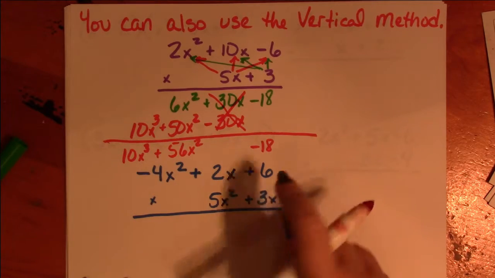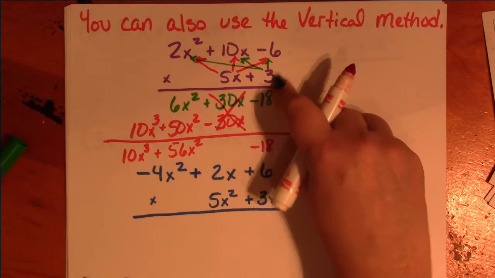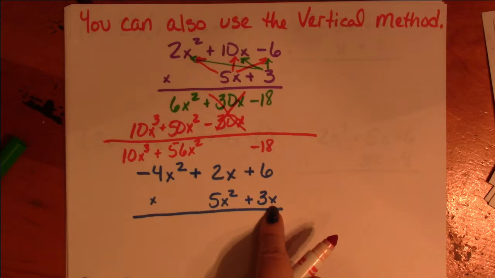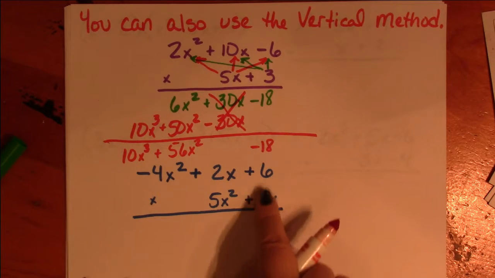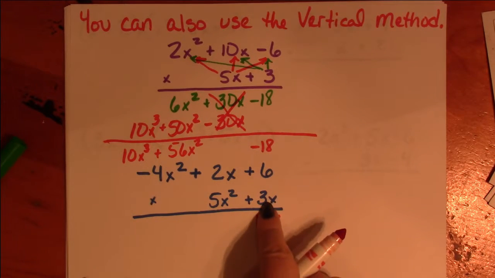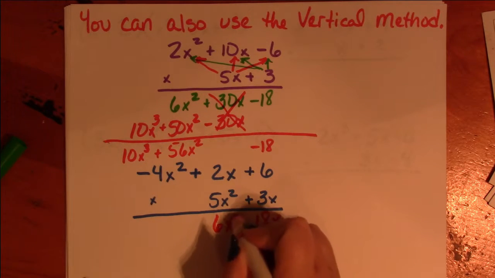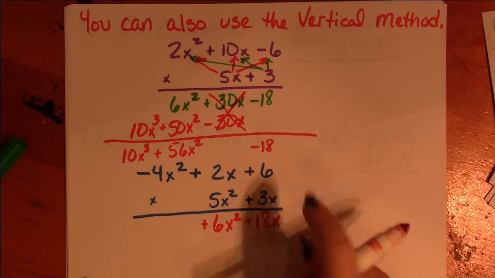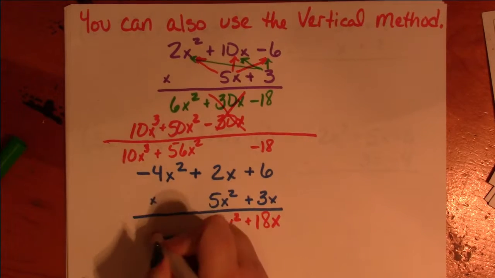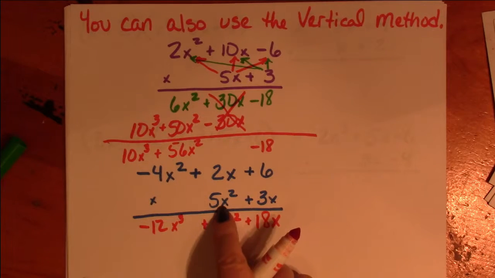3x times 6. Now notice that here we had the x's lined up and the constants lined up. Here we don't. So we're going to have to consciously line up our columns. 3x times 6 is 18x. 3x times 2x is 6x squared. Positive number, positive number. 3x times negative 4x squared is going to be negative 12x cubed. Now we're going to go down one.